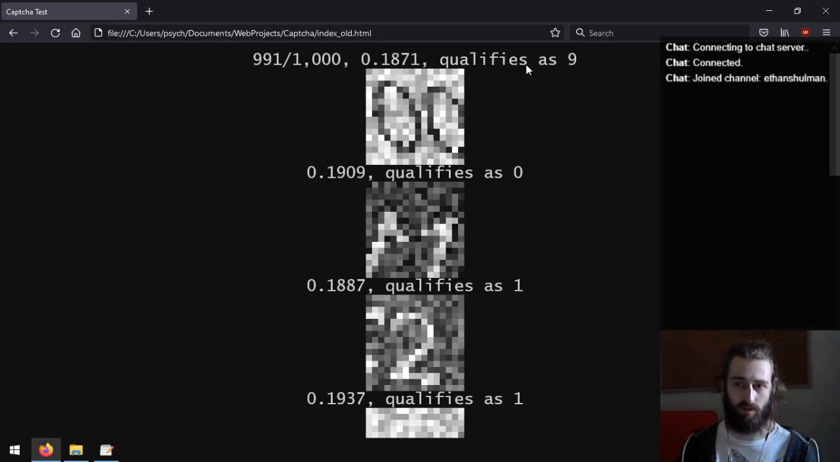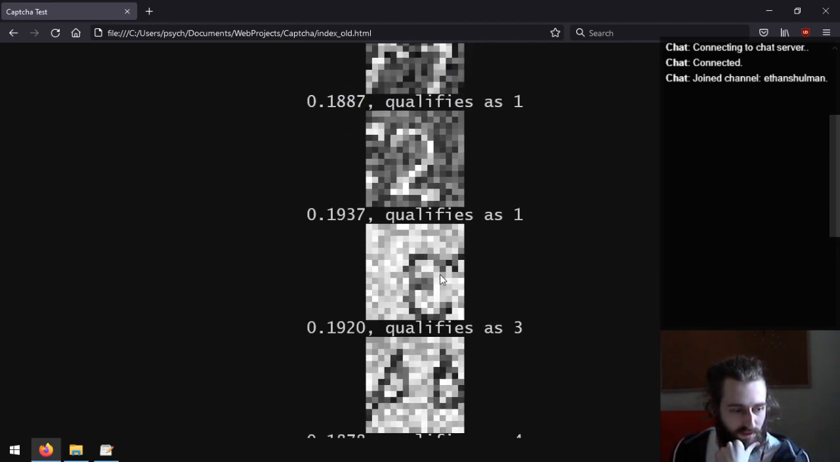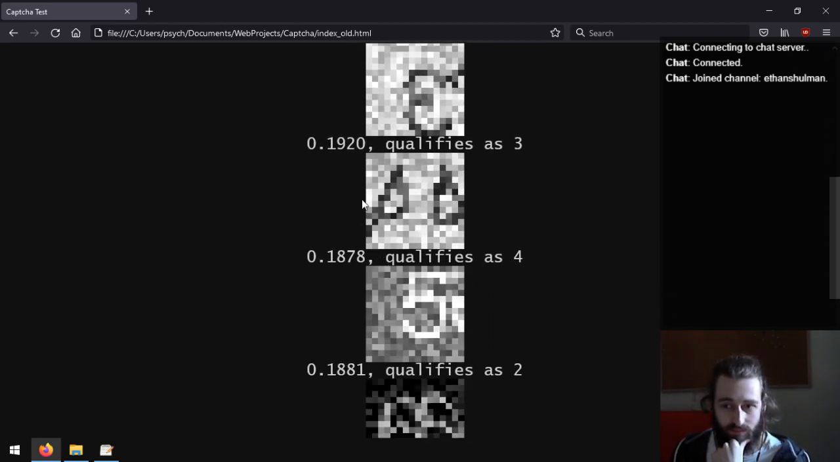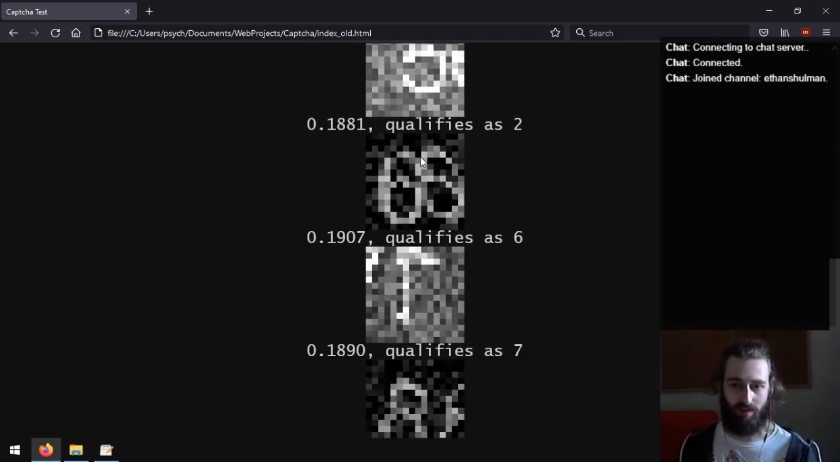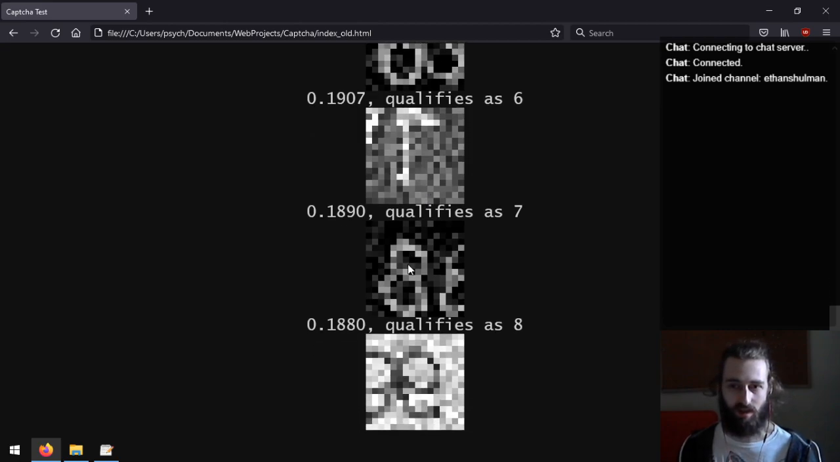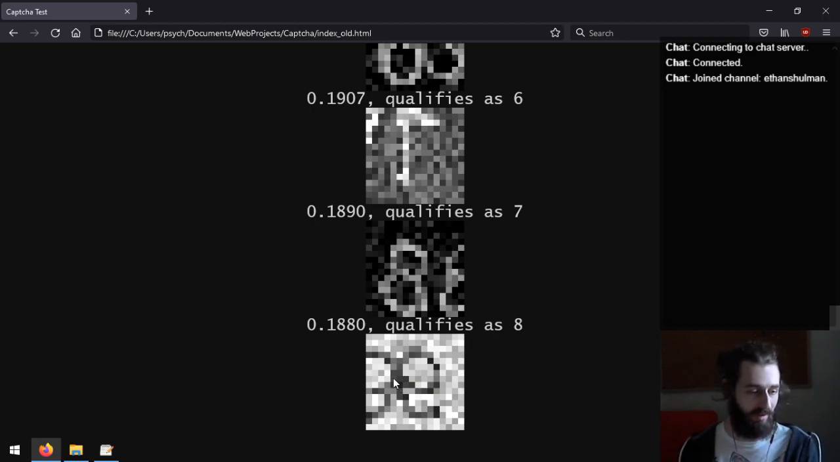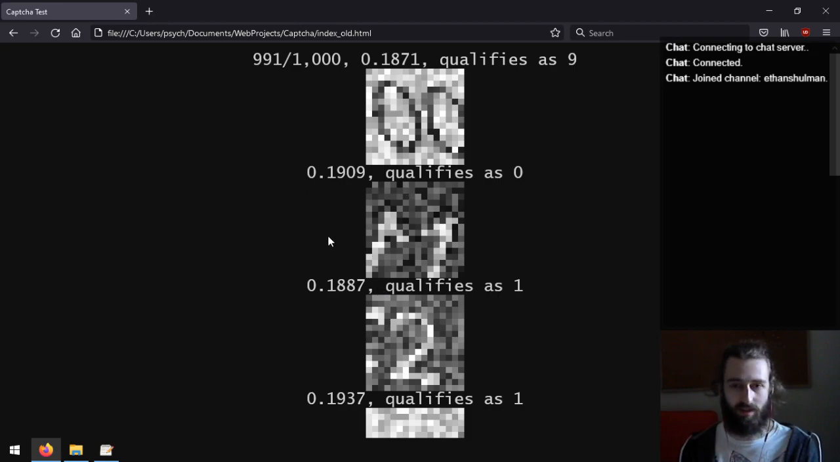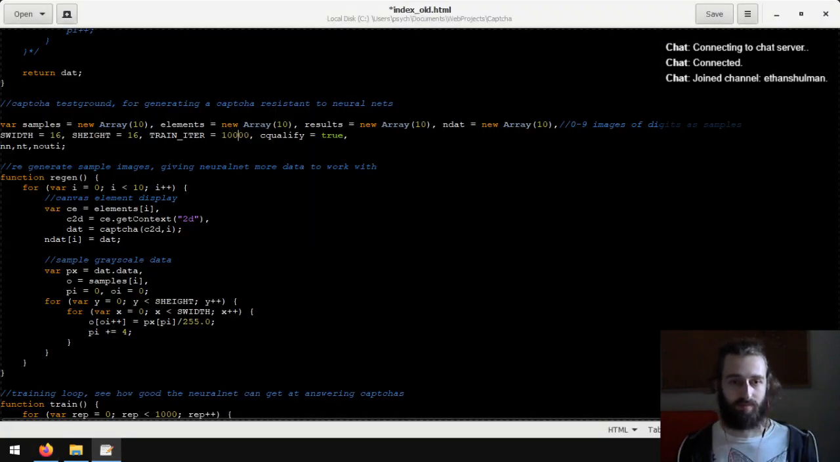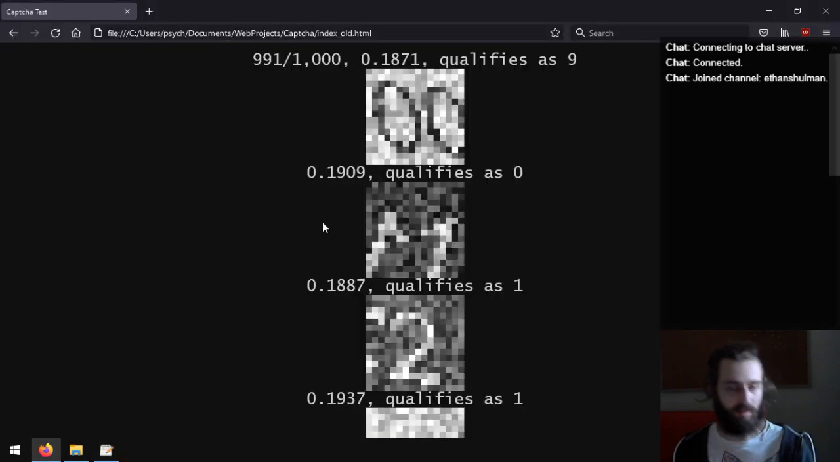So you can see here, it's not doing well. So if you can tell, this is 0, this is 1, this is 2, this is 3. I don't know what this is. That might be 4. This is 5. This is 6, 7, 8, 9. So it's actually kind of hard to tell. These I actually think are pretty decent captchas, but as you can tell, it is throwing the basic neural network off of it.